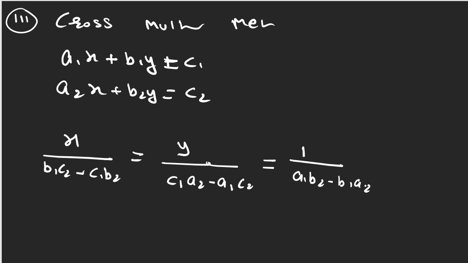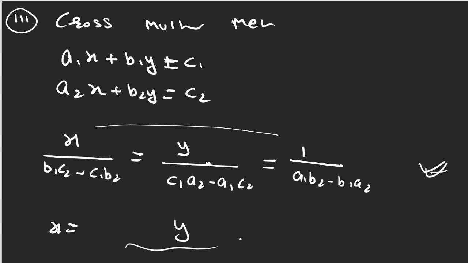I hope you can remember this. And actually in physics we will not use this method that much. Rarely, very rarely we'll use this. Now from this equation we can easily calculate the value of x. So x is equal to b1 c2 minus c1 b2 divided by a1 b2 minus b1 a2. Simply we can find x and y both from this equation. Very simple. But we will not use this method that much, so no need to worry about this.